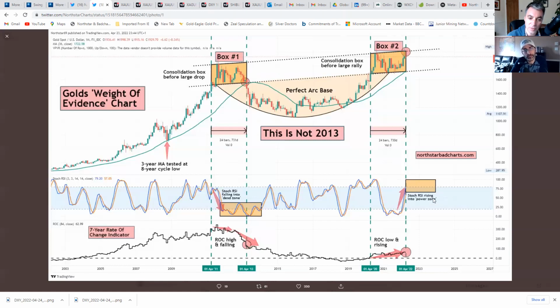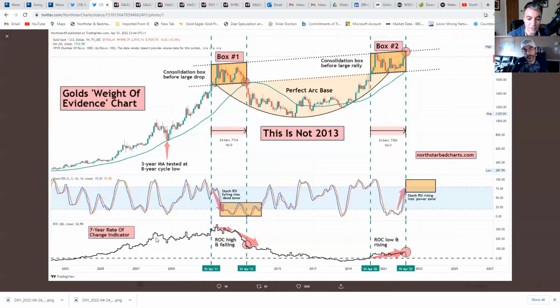Okay, so that's one piece of evidence. Another piece of evidence is the 7-year rate of change indicator. And what was happening with the 7-year rate of change. So the idea of the 7-year rate of change, if you set the rate of change at 7 or 8 years, it picks out the 7 to 8 year or 7.5 to 8 year kind of cycles that we have in precious metals. And it seems to work particularly well with either 84 or 96 months.